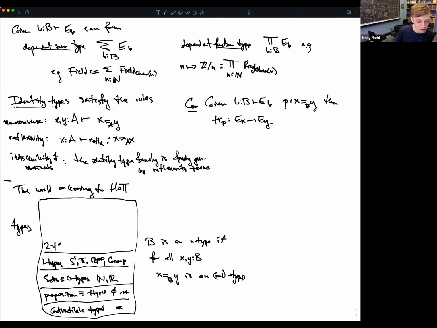So above the 1 types, we have the 2 types. A 1 type is a type whose identity types are sets. A set is a type whose identity types are propositions. A proposition is a type whose identity types are contractible. The 2 types include things like homotopy 2 types, CP infinity. And then there are also types that are untruncated. So the higher dimensional spheres live all the way up here, for instance. Maybe the universe of all types lives up here.